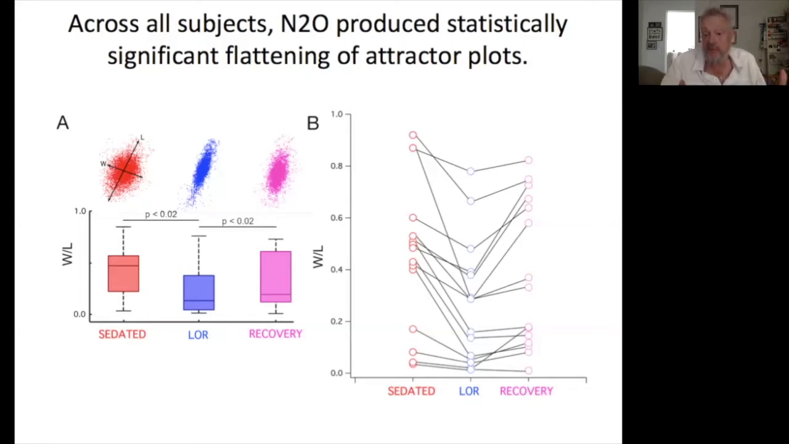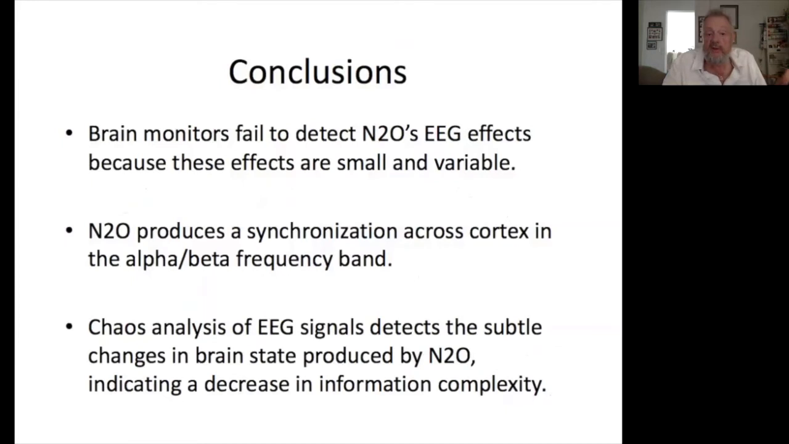Of course, in the awake subjects, they're all closer to 1, which is a sphere in 3 dimensions and indicates 360 degrees of freedom of information processing or complexity. So in conclusion, brain monitors don't do a good job of measuring nitrous oxide effects because the EEG shows only small and highly variable changes in the presence of this agent.